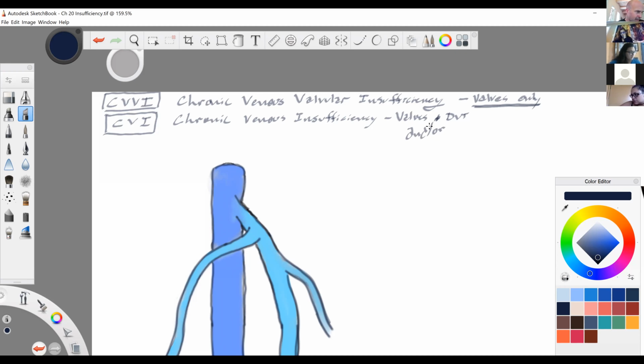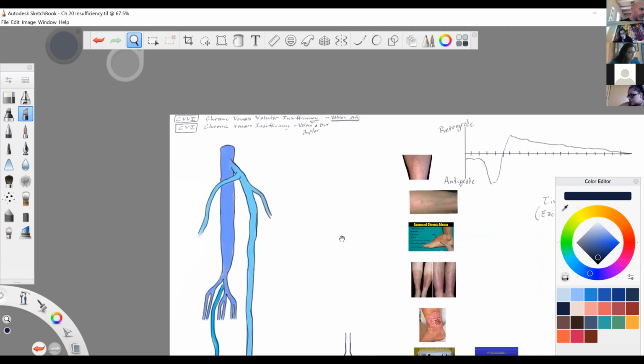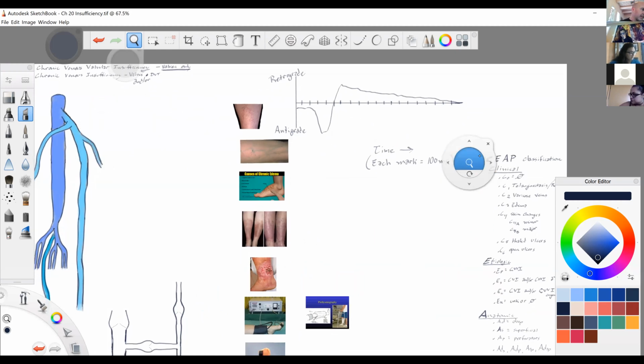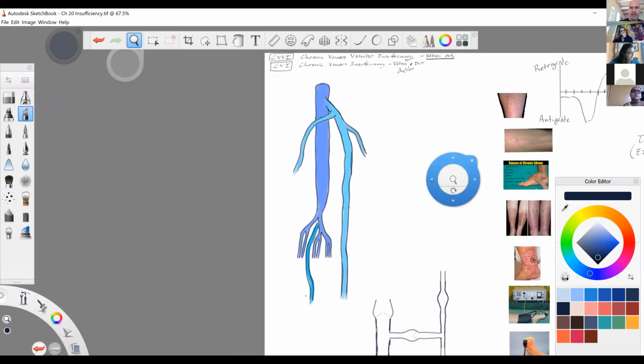So we have a way of defining this, and that's the CEAP classification. That's clinical, etiologic, anatomic, and pathophysiologic. I wrote it all out over there, but let me go back to this side of the screen and look at my pretty picture here and zoom in on that.